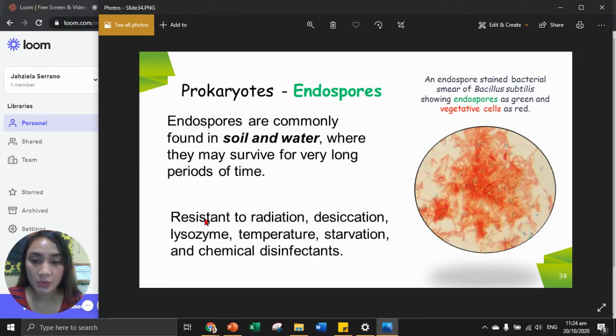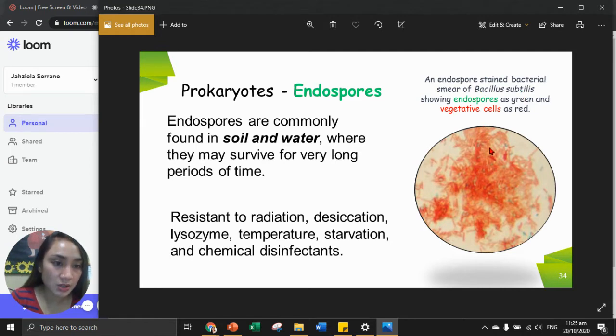So lysozyme, you will be able to discover the meaning or description, the function of lysozyme later on. So lysozyme is like it kills or destroys toxins. So dito, ang endospores, ito ay resistant siya to almost everything. That's why it survives for very long periods of time. So ito ang isang microscopic stain ng bacterial smear of Bacillus subtilis showing endospores, yung green.